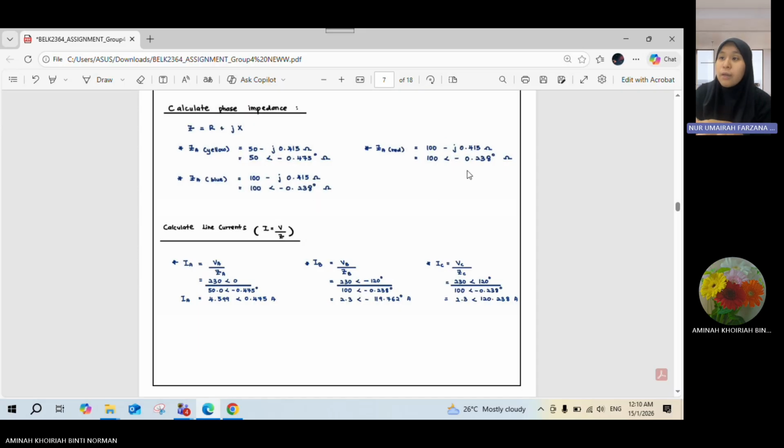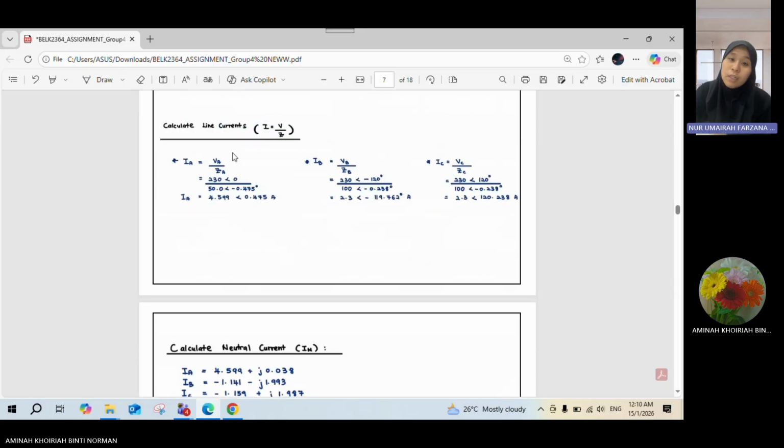Next, we need to calculate line currents by using the formula I equals V over Z. This is from Ohm's law basically, I equals V over R, where we replace R with Z. Then we insert the values into the formula, and we got IA equals 4.599 ampere, IB we got 2.3, and IC we got the same 2.3 ampere.